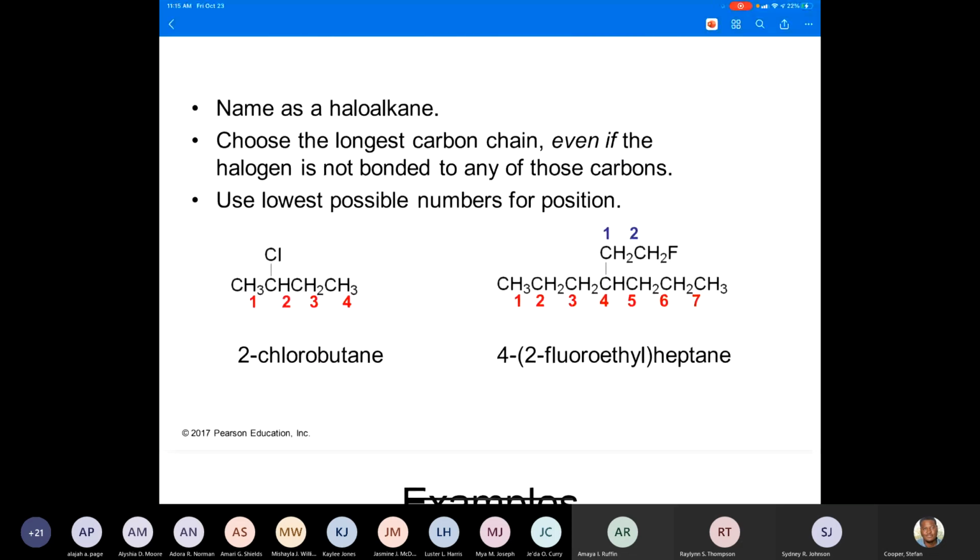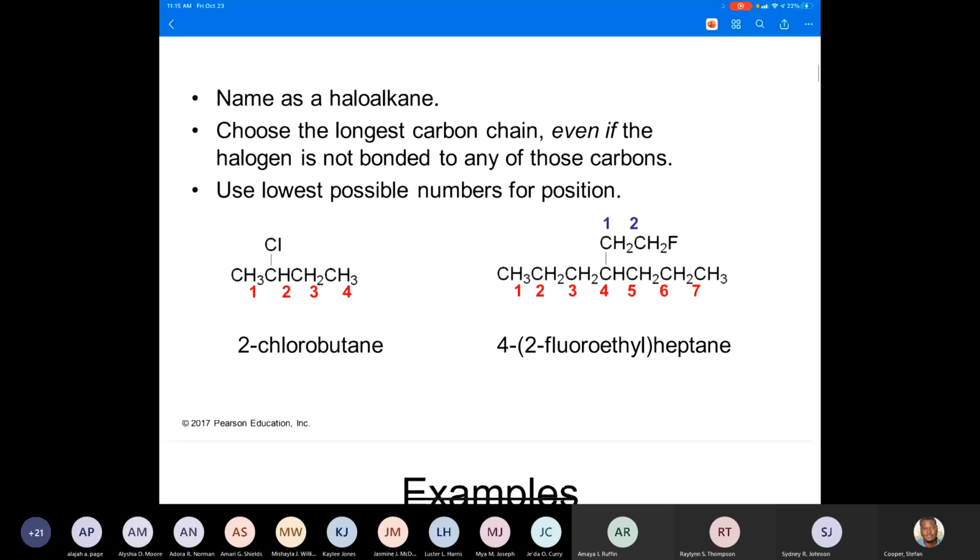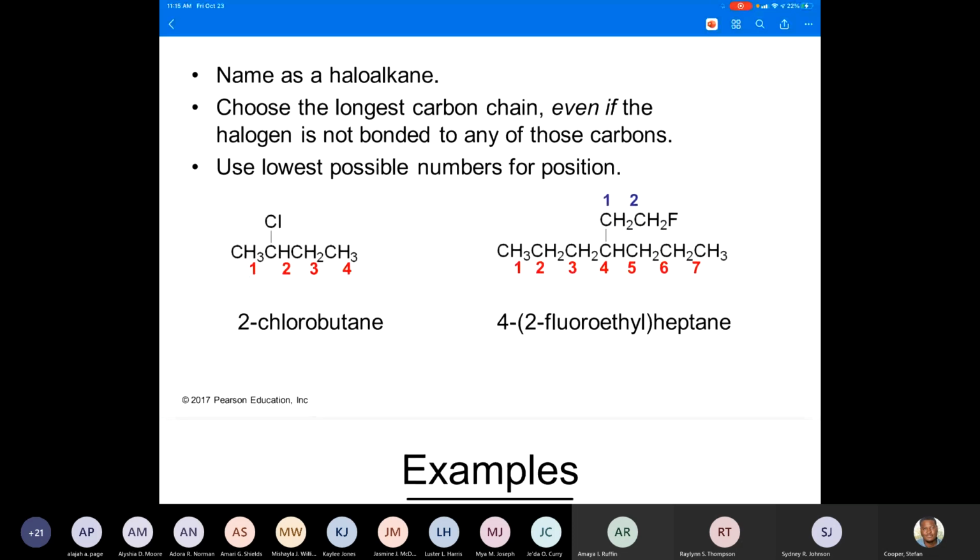Nomenclature, we talked about these, so I'm not going to overdo this, but if you look at the first example here, I have 4 carbons in a row. On carbon 2, there's a chloro. We know the substituent name for chlorine is chloro, so this is 2-chlorobutane. If I look at my example on the right, my parent chain has a total of 7. So up top, I have this CH2 fluoro group.